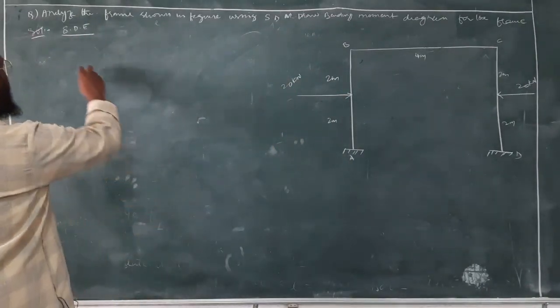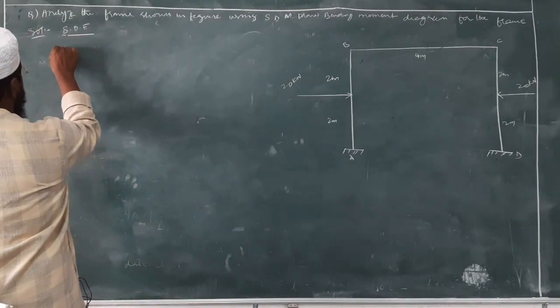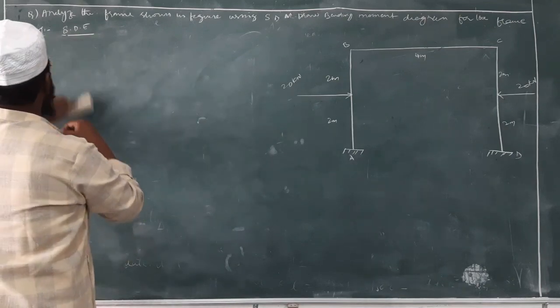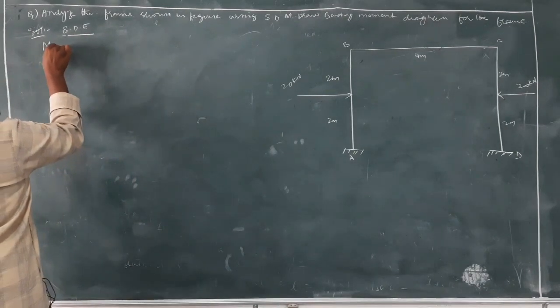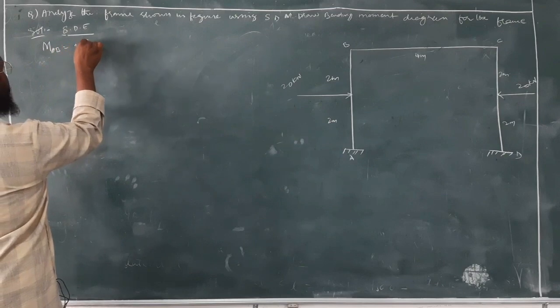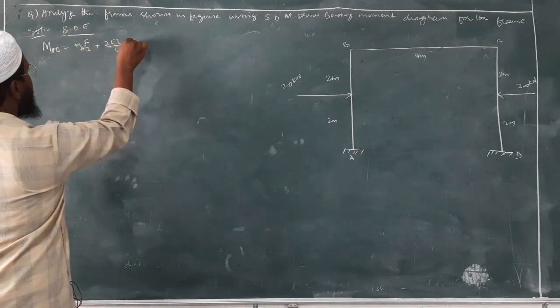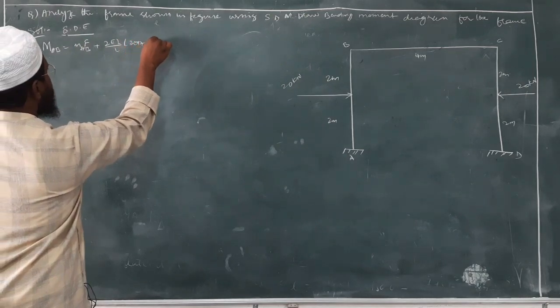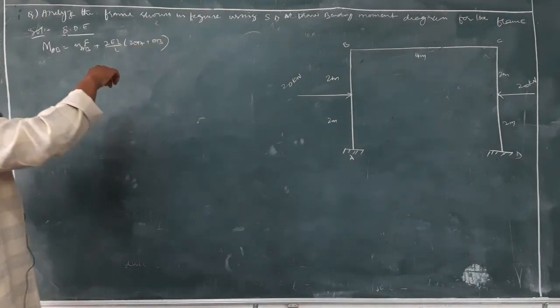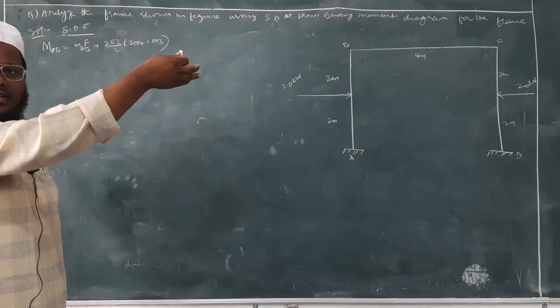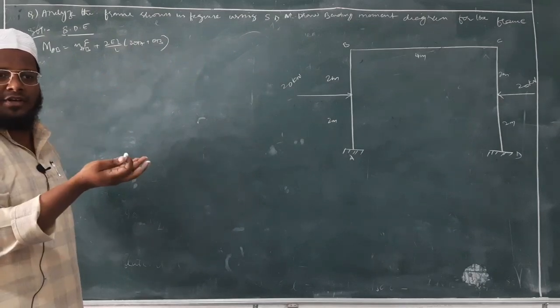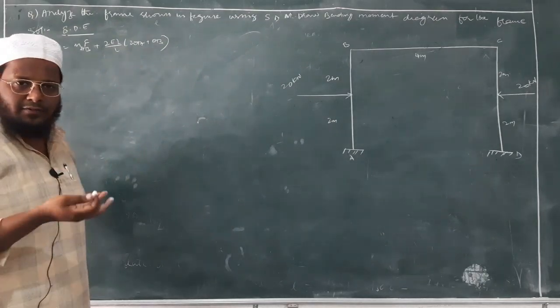so directly we'll go for the slope deflection equations. What is the first one? M AB is equal to MF AB plus 2EI by L into 2 theta A plus theta B. Shall I add 6EI delta by L square there? No need. Why? Because there is no sinking of support, isn't it?